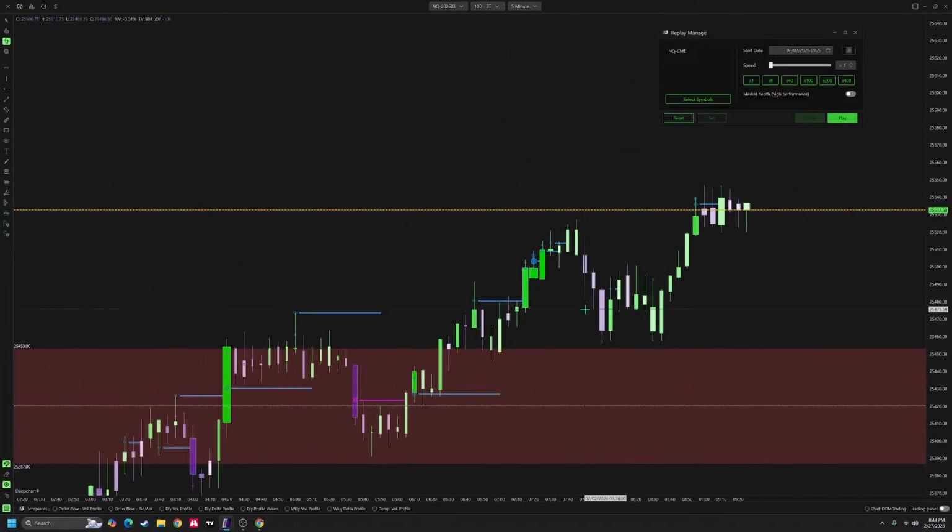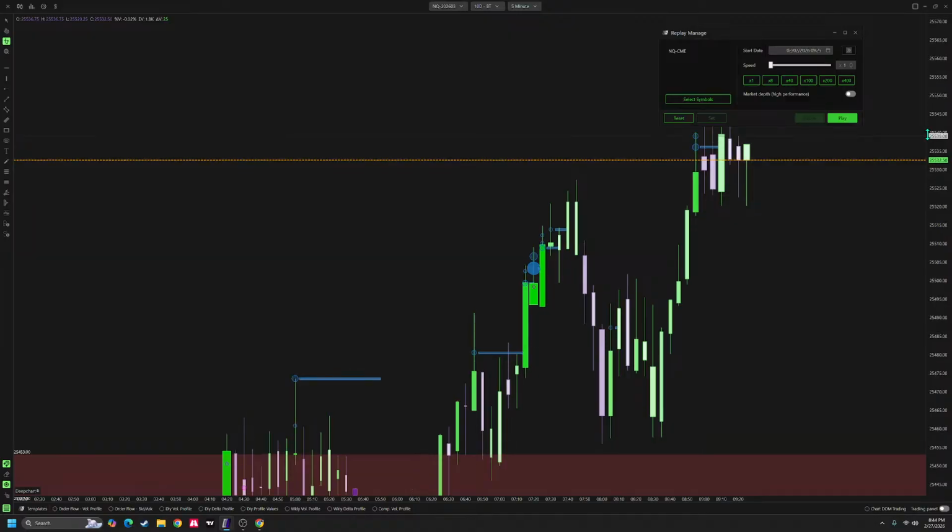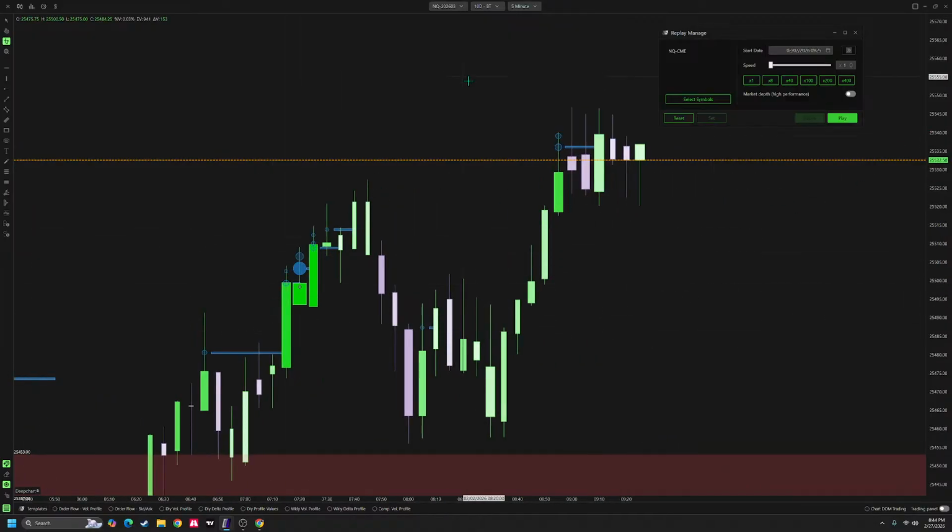Awesome. So now it's showing us where big trades happened. Big players stepped in to protect the level, or, in this case, push price up higher.